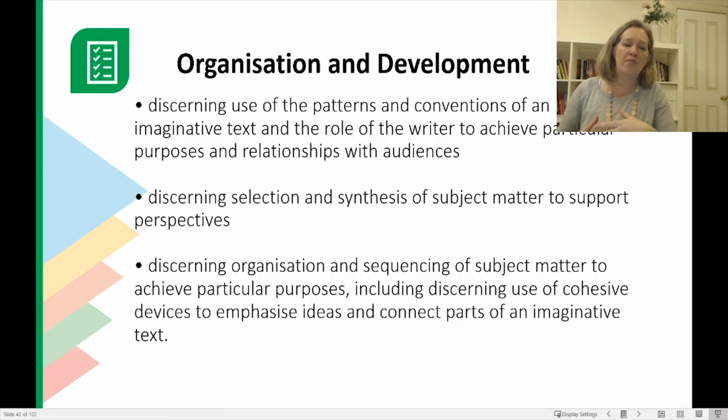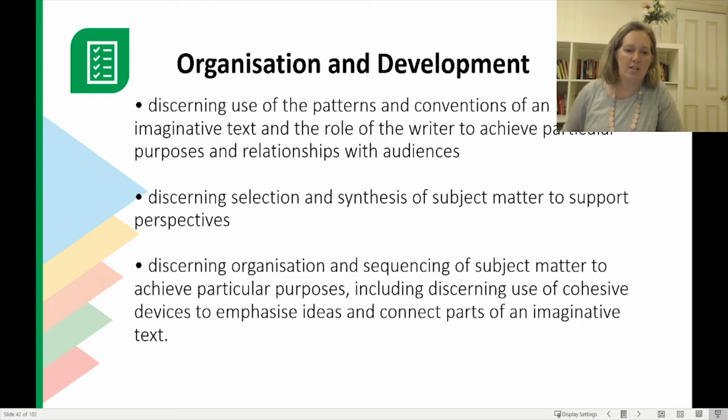So you need to have a discerning use of the patterns and conventions of an imaginative text and the role of the writer to achieve particular purposes and relationships with audiences. You need to show discerning selection and synthesis of this subject matter to support perspectives. And you need to show discerning organisation and sequencing of subject matter to achieve particular purposes, including the discerning use of cohesive devices to emphasise ideas and connect parts of an imaginative text.